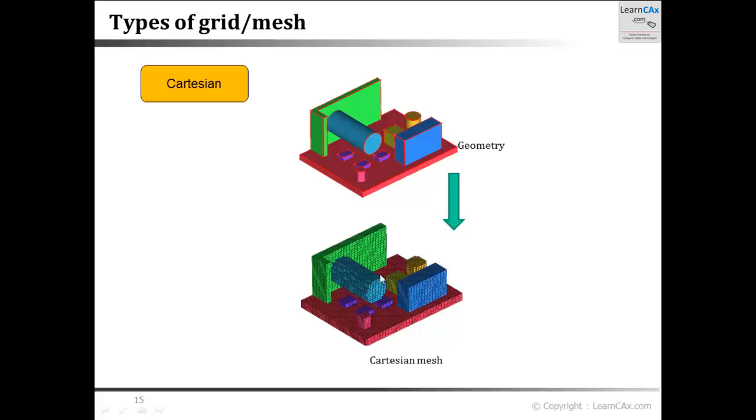As you can see, the cylinder will not have a smooth circular or smooth cylindrical curve if we use this particular Cartesian mesh. So this is the easiest to generate, but the results obtained by this Cartesian mesh will not always be that accurate. This is used for very simple types of geometries.